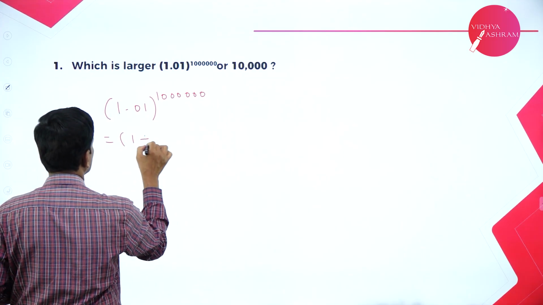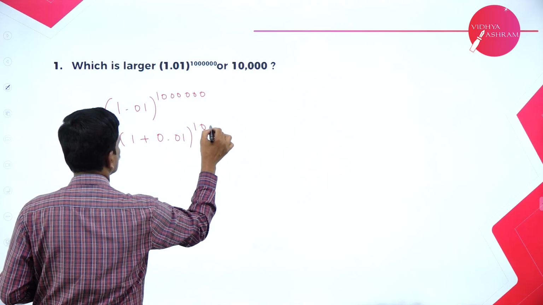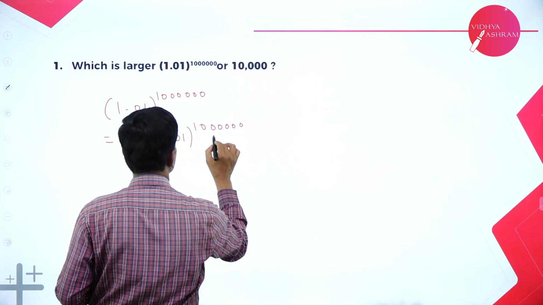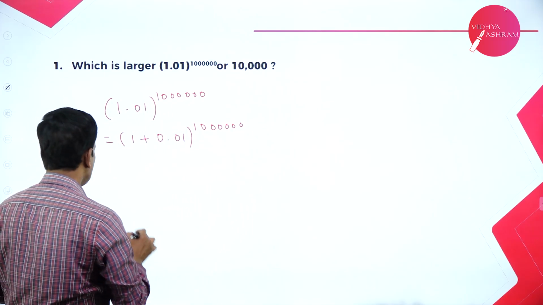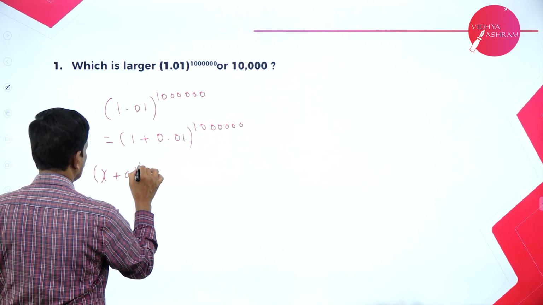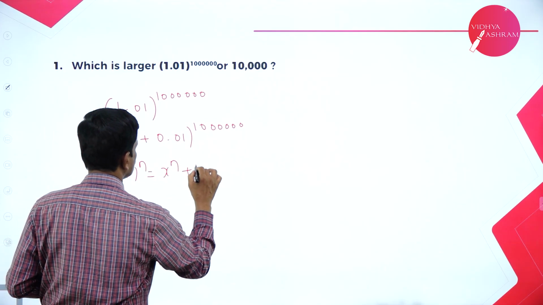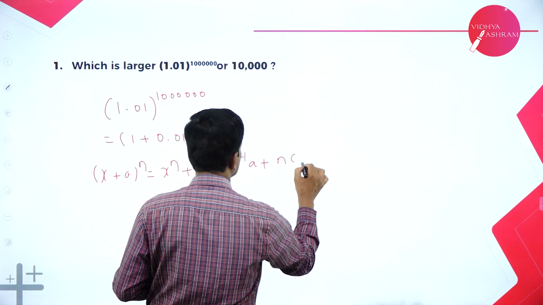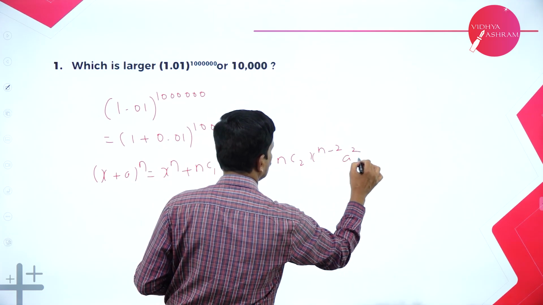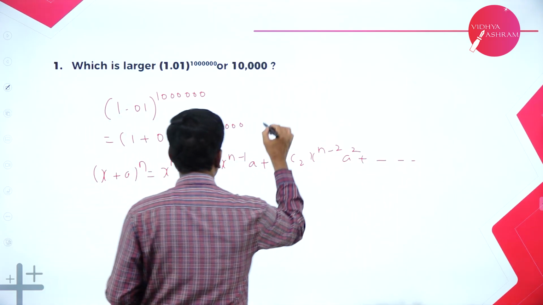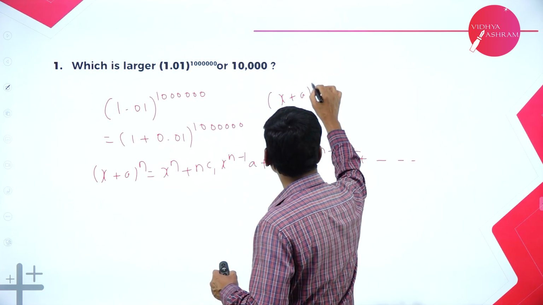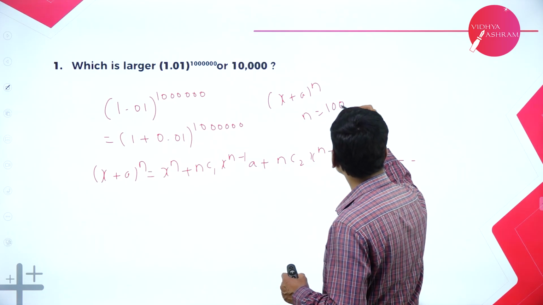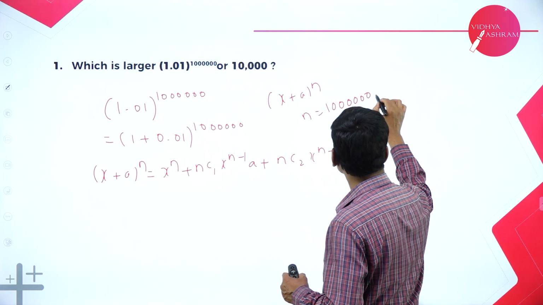This can be written as 1 plus 0.01 to the power of 10 lakhs. Now, what is the formula for x plus a to the power of n? It is x raised to n plus nC1 x to the power of n minus 1 into a plus nC2 x to the power of n minus 2 into a square, etc. If we compare with x plus a to the power of n, what is n here? n is 10 lakhs.